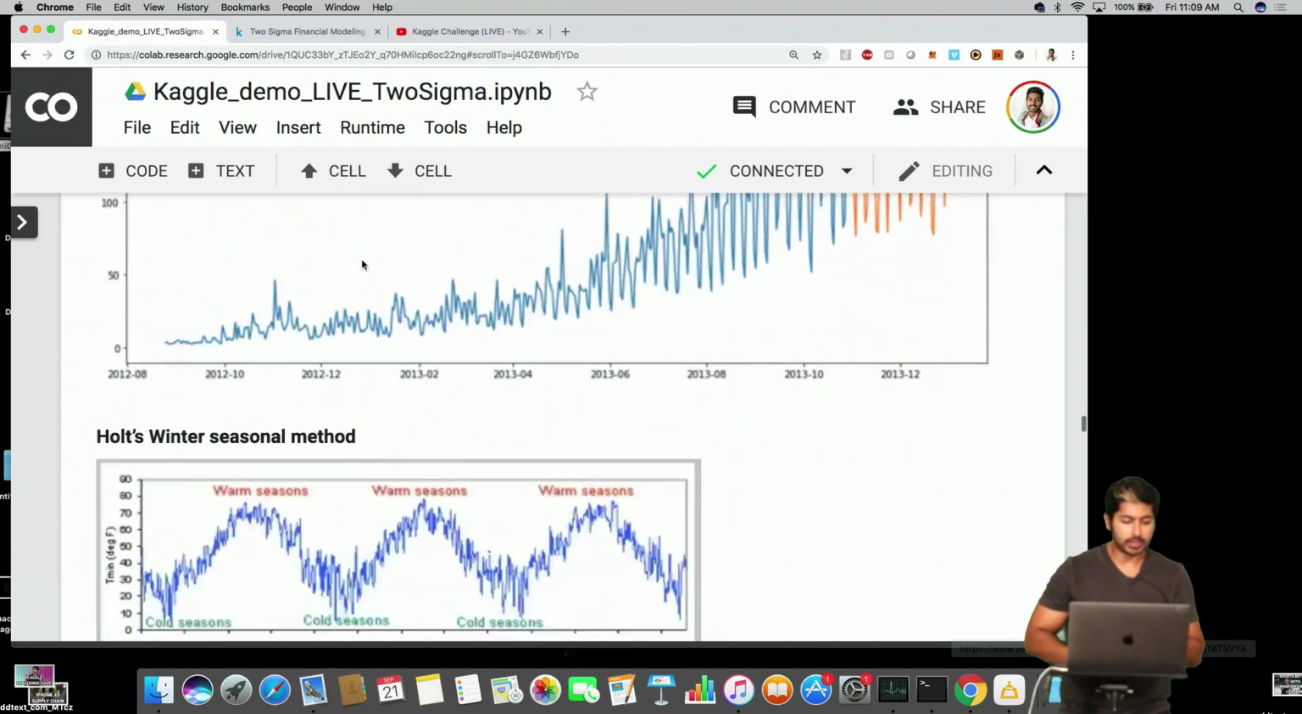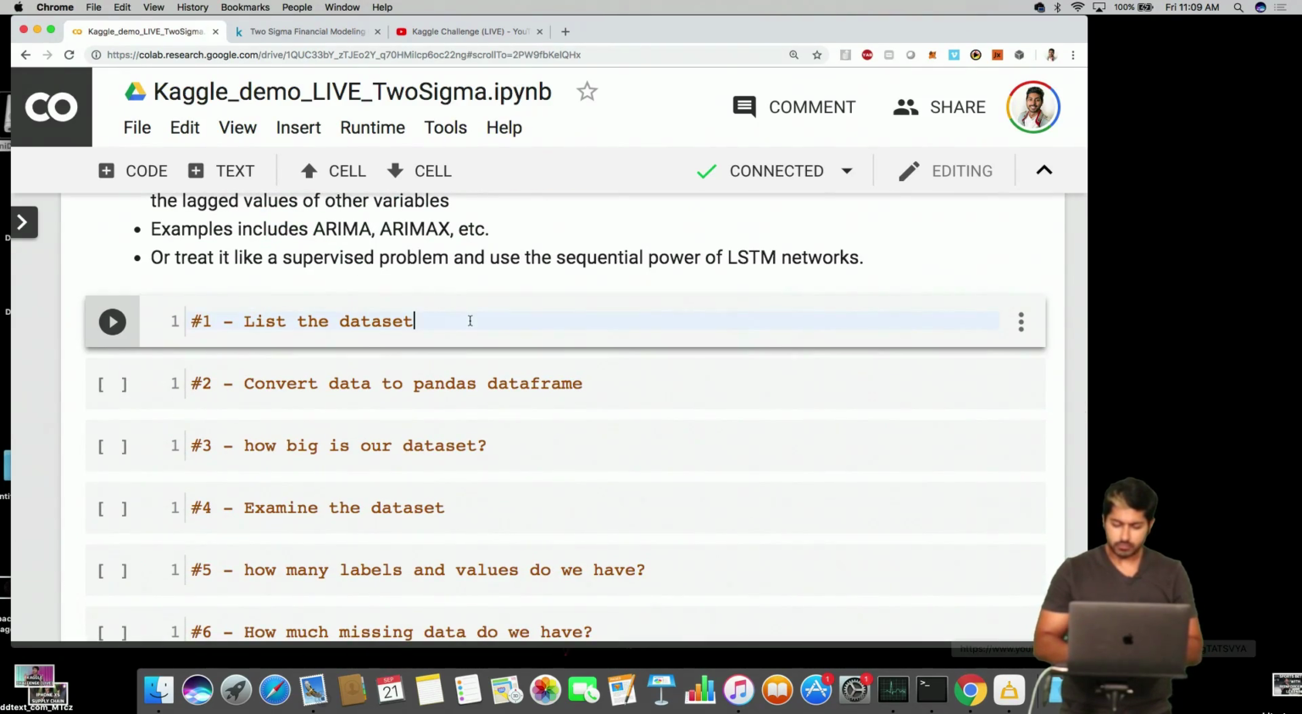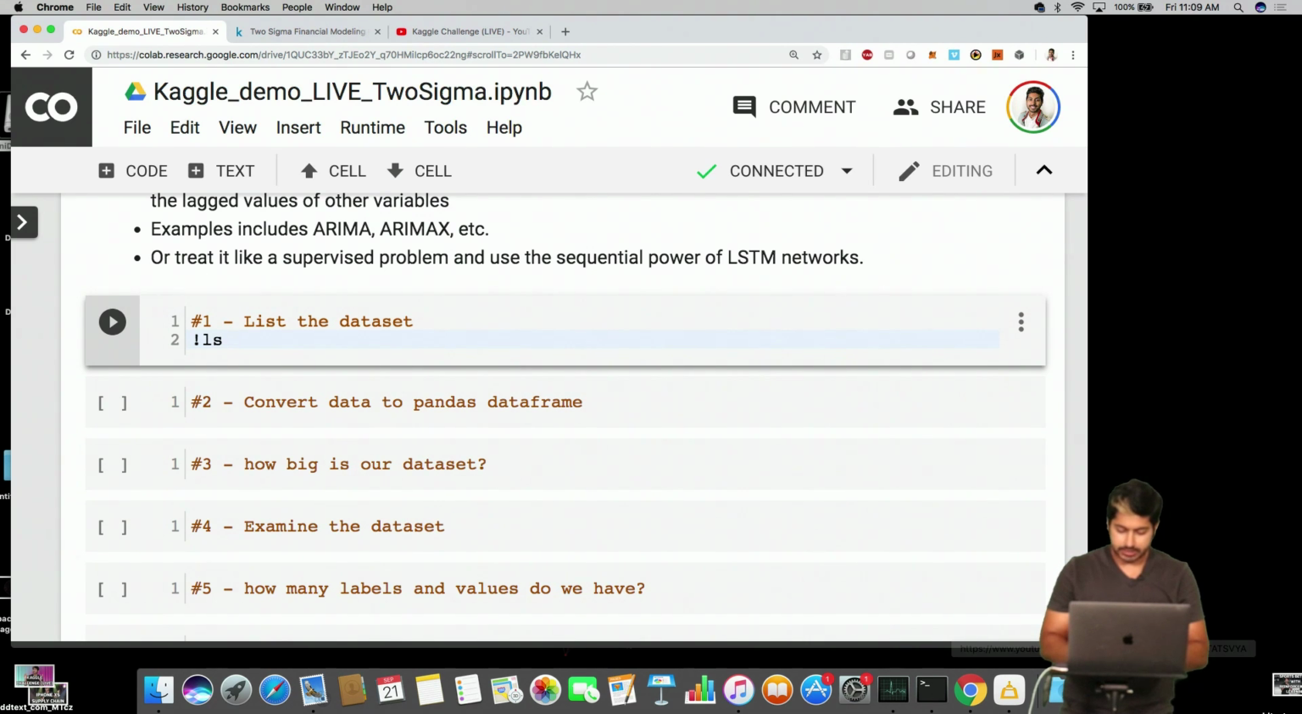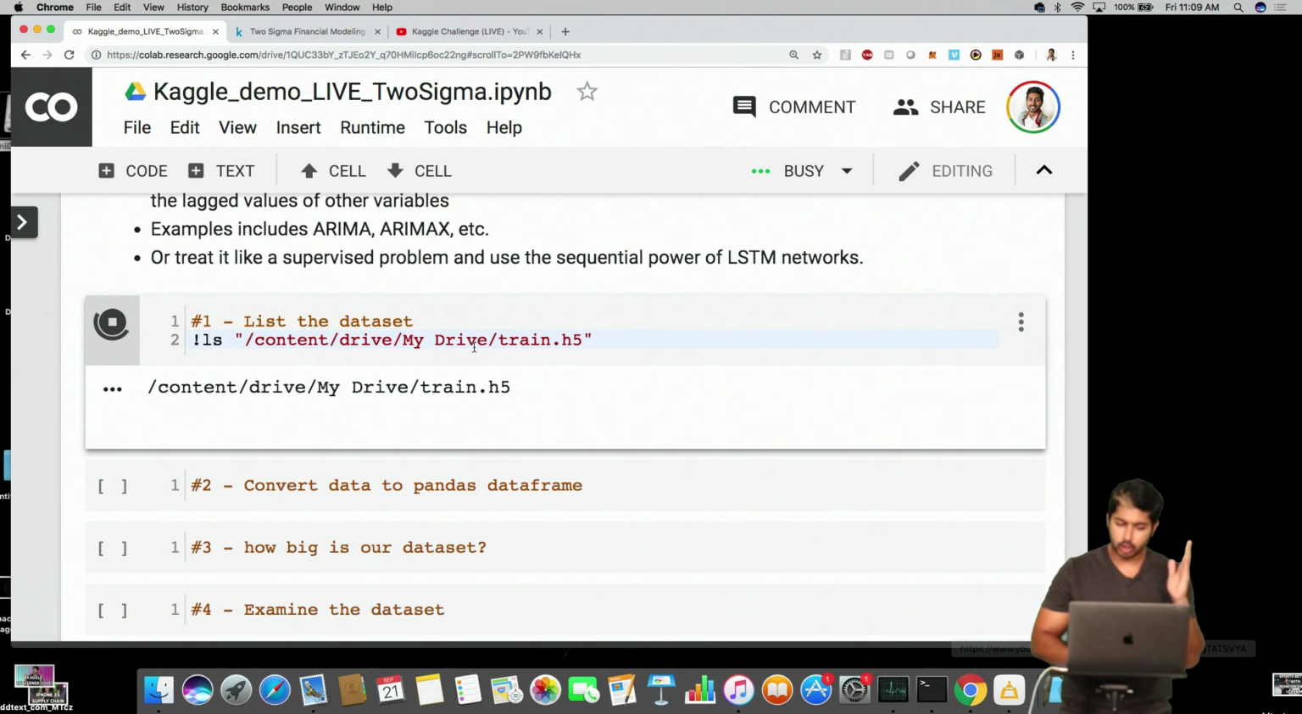All right, so let's get into this code. Our first step is going to be to list out our data set, right? I have this data set in my Google Drive, and I have a link for you in the video description. And I just want to see if it's there. Okay, good, it's there. That was it.